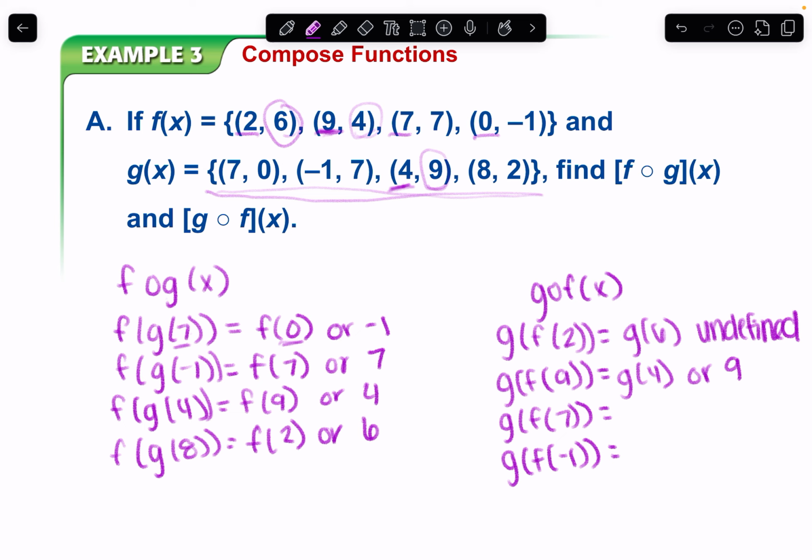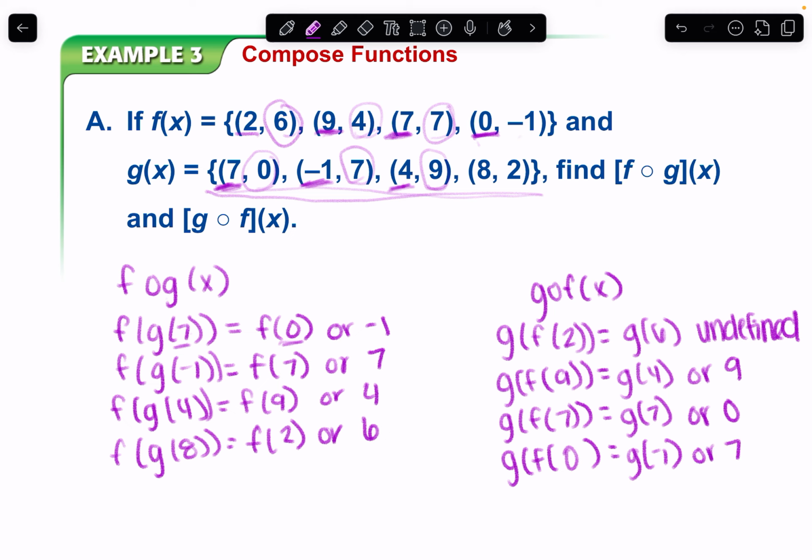Then I'm looking at g of f of 7. f of 7 right here is 7. Now I'm looking at g of 7, specifically at the x value. When I look at the x value, the corresponding y value is 0. And then for the very last one, I wrote this one wrong, so sorry. This should be a 0. When I look at my 0 value, my y value is -1. When I look at -1 here, the corresponding value is 7.